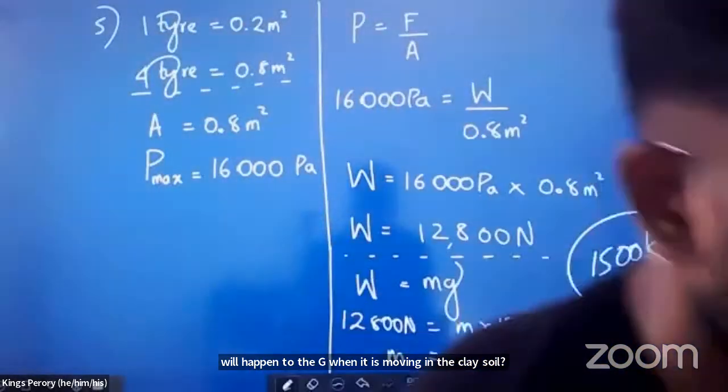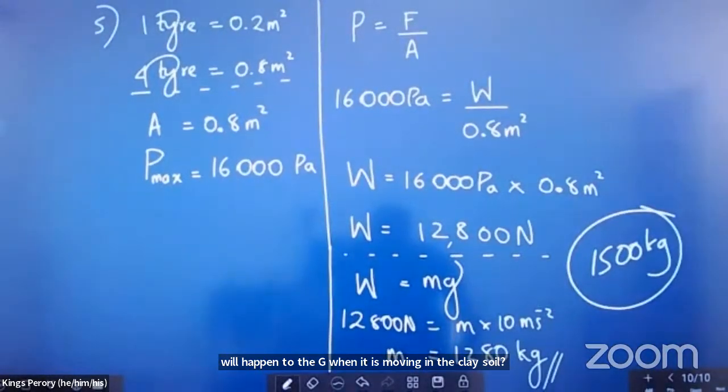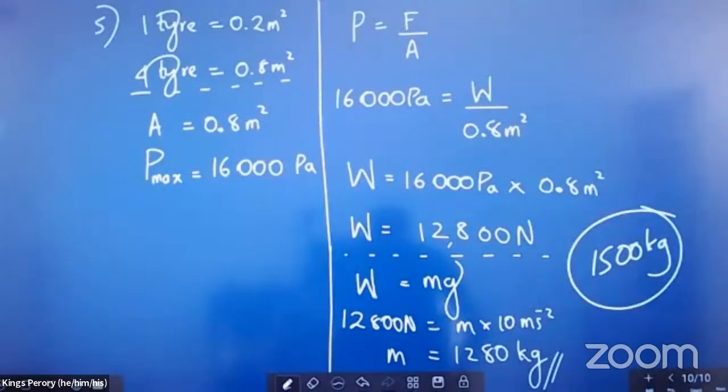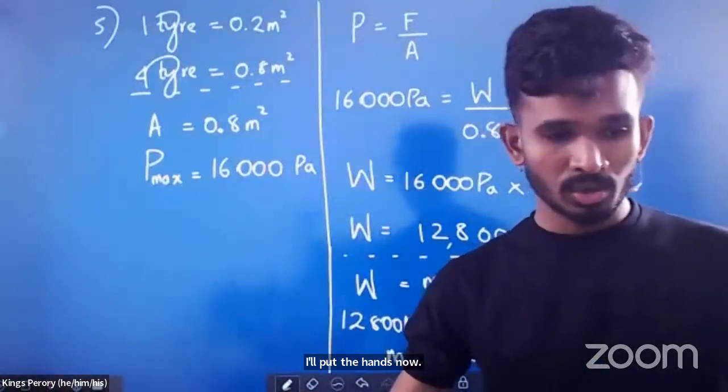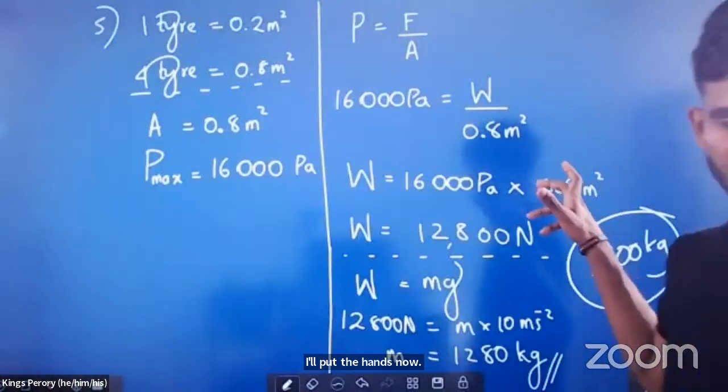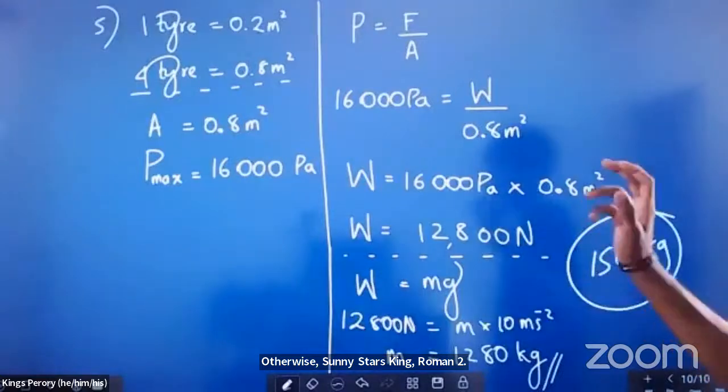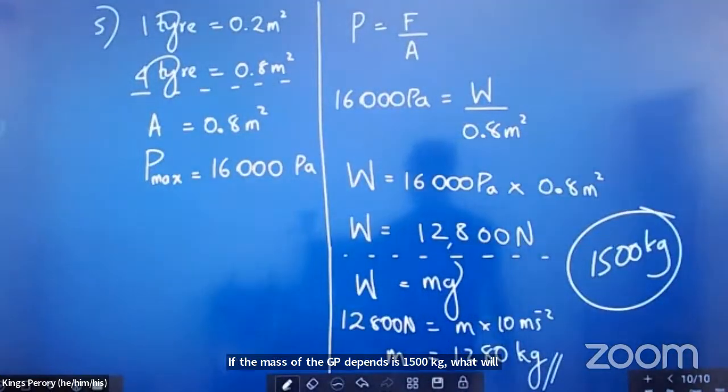Get it. First, tell me, all put the hands down. So many are raising. All put the hands down. Now the question is asking Roman 2. If the mass of the jeep with the passenger is 1,500 kg, what will happen to the jeep? Who is going to answer?